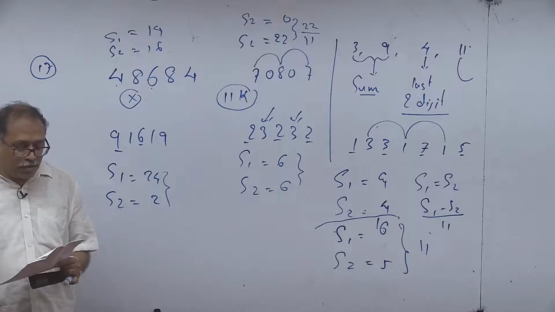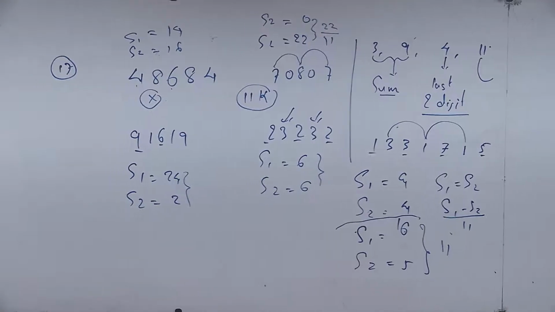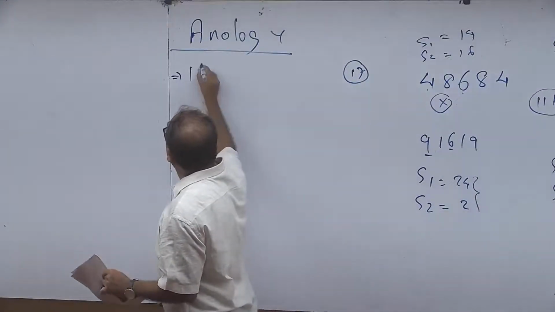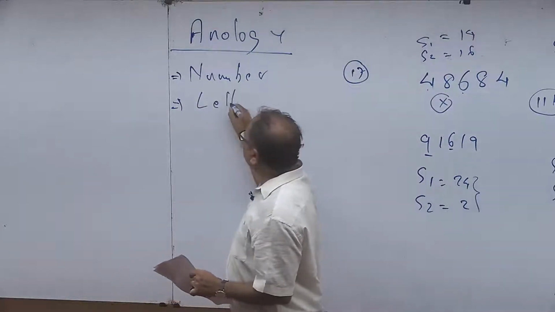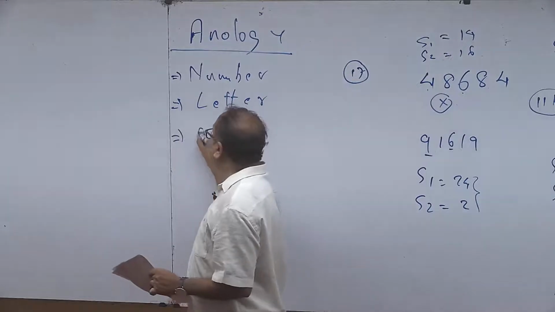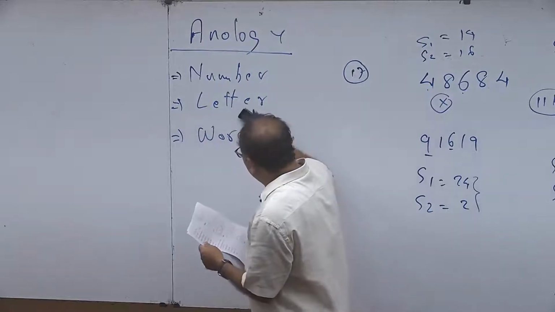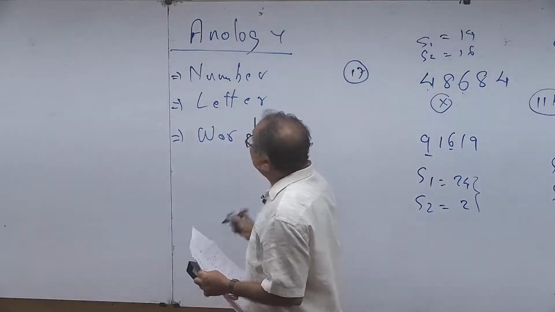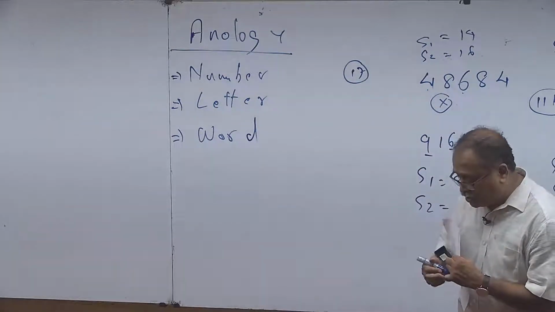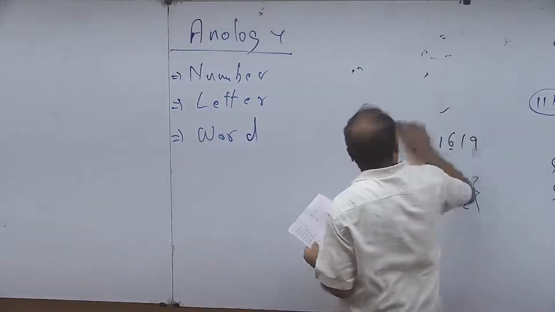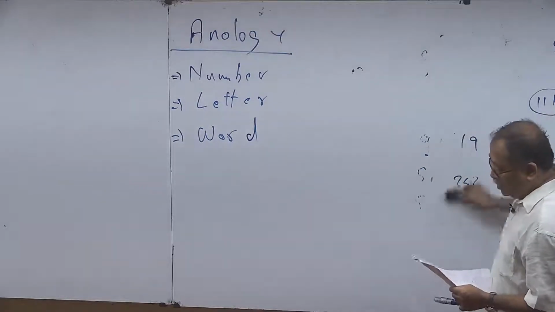So, let's begin. Here today's topic, analogy. When you go for analogy, we will discuss in this chapter number analogy, the second one letter analogy, and the third one word, verbal, or you can call it word analogy. Three types of analogies basically we have. And when we come to the number analogy, the way we identify the classification, the similar way we need to identify the analogy part.